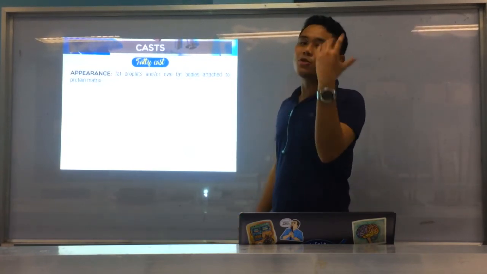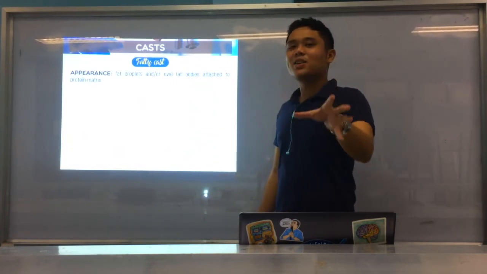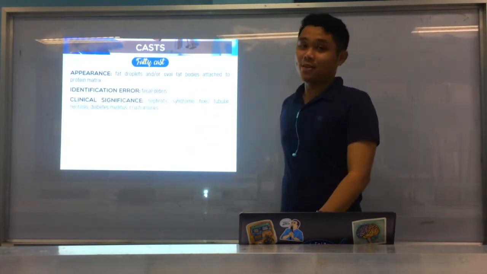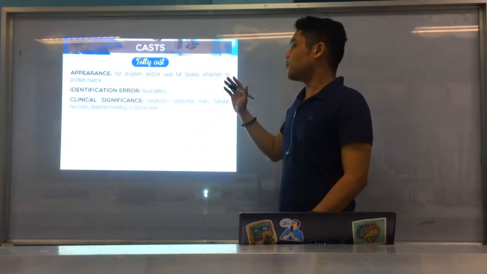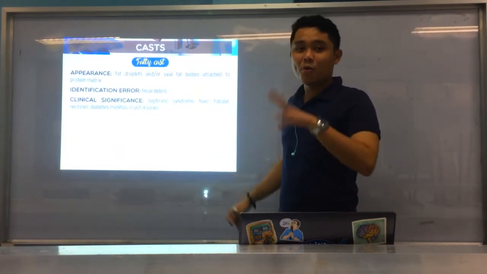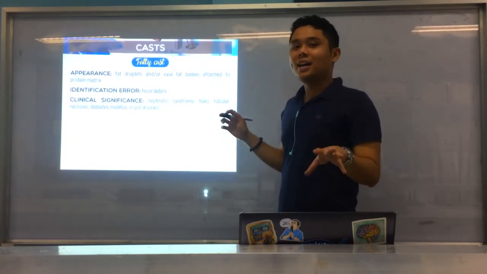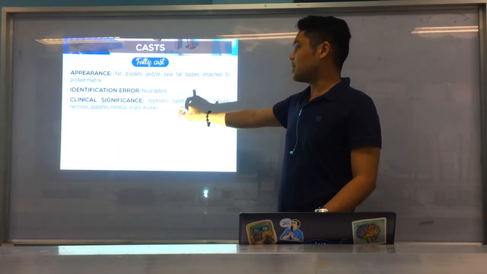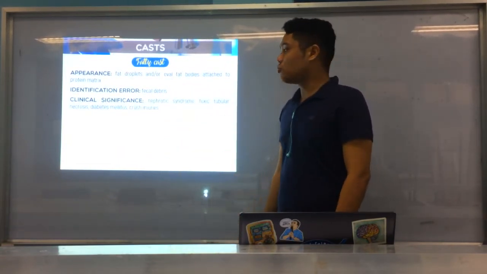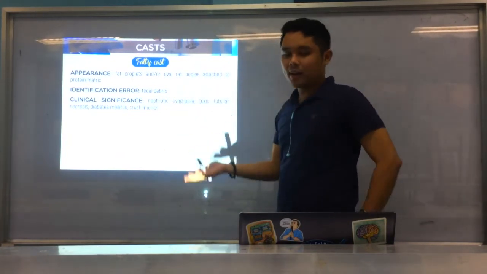When you say fatty cast, fat droplets ang nasa sulod, and naay oval fat bodies attached. Makitaan ini sa massive proteinuria, massive lipiduria. Of course, ang clinical significance niya is nephrotic syndrome. In the background, makakita ka ng mga oval fat bodies. Again, major clinical significance niya, nephrotic syndrome, but naa pud uban like toxic tubular necrosis, DM, or crush injuries. So again, fat droplets, fatty cast.